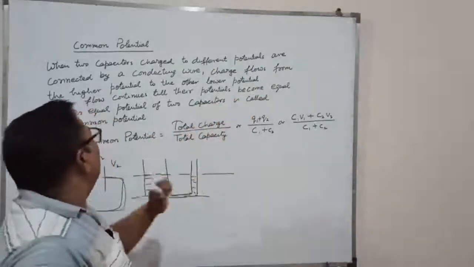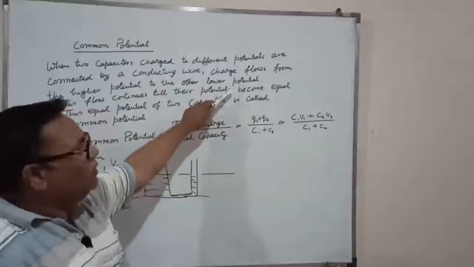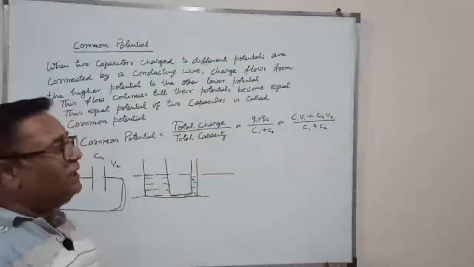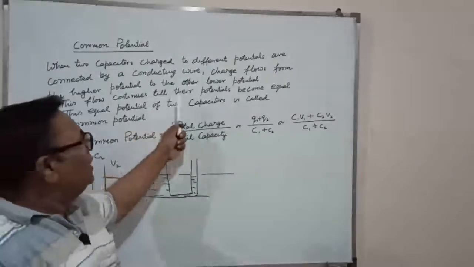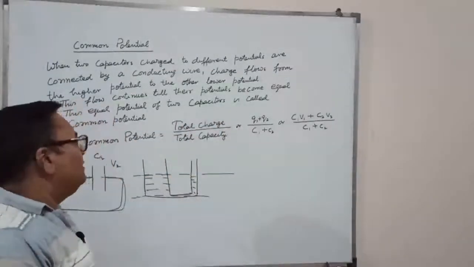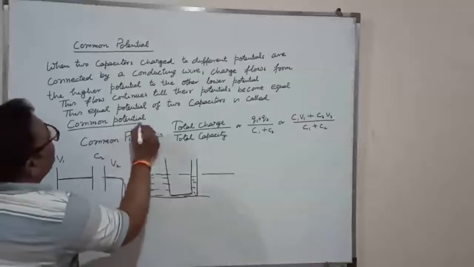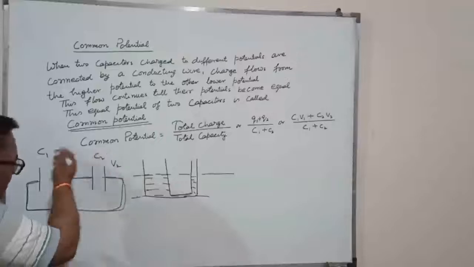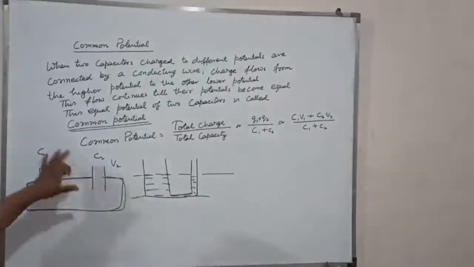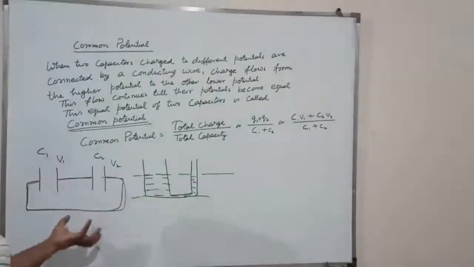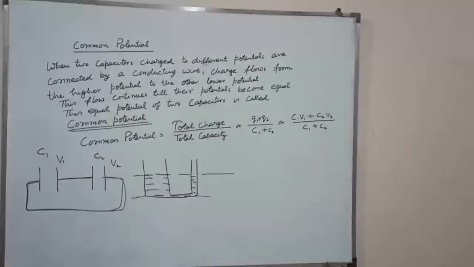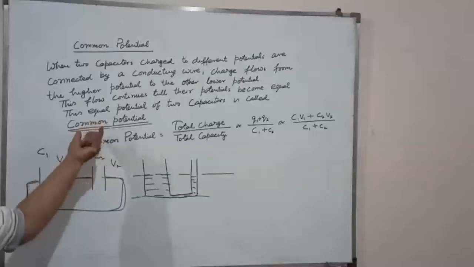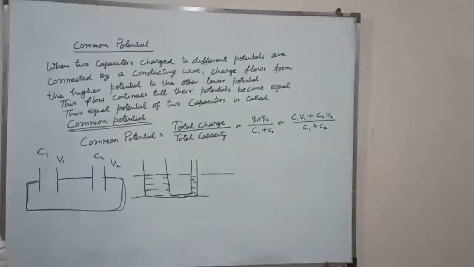Charge flows from higher potential to the lower potential. This flow continues till the potential becomes equal. This equal potential of two capacitors is called common potential. It means when the circuit is in saturated position, the potential of each capacitor is the same, that is common potential. And mathematically we can calculate it.